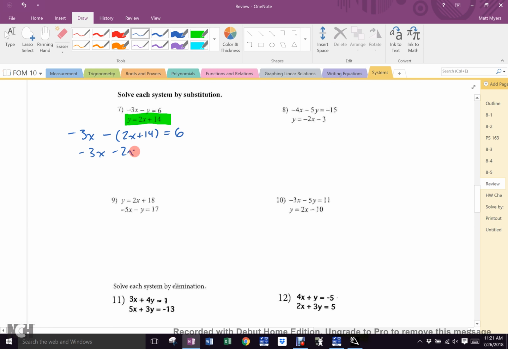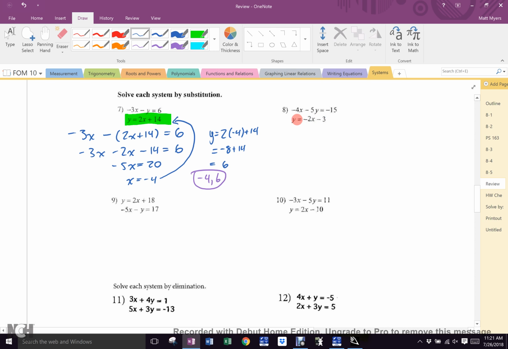-3x minus 2x minus 14 equals 6. -5x equals 20. X equals -4. Then I take that right up there. Y equals 2 times -4 plus 14. -8 plus 14. Y equals 6. And our answer is -4, 6. And of course you could check that. -3 times -4 is +12. 12 minus 6 is 6. So I know I'm right.